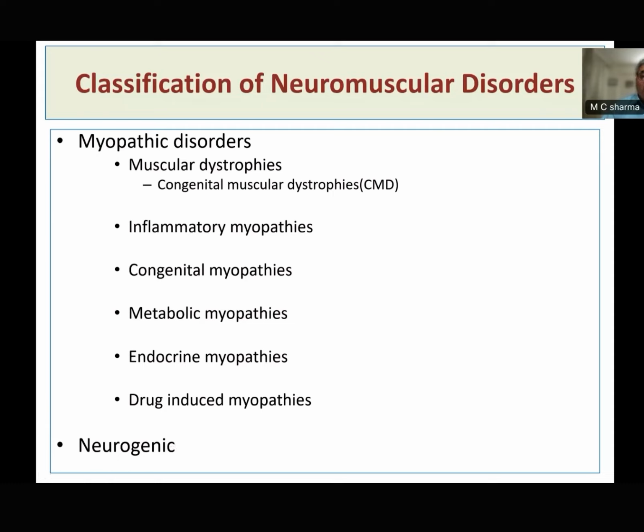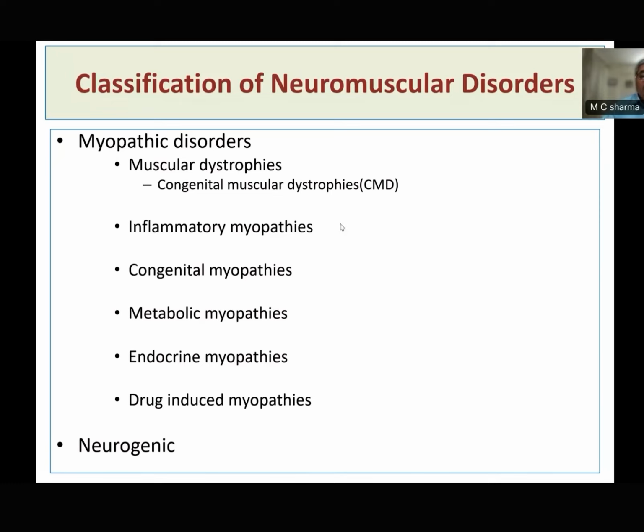And in the neuromuscular group, there is muscular dystrophy, inflammatory myopathy, congenital myopathy, metabolic myopathy, endocrine myopathies, and there are many more: drug-induced myopathies, especially the statin-induced. Nowadays, these immune checkpoint inhibitors, the PDL inhibitors, all those newer therapies, are causing muscle diseases. There are a lot of toxic effects on the muscles.